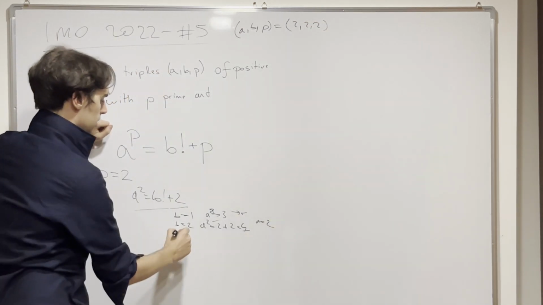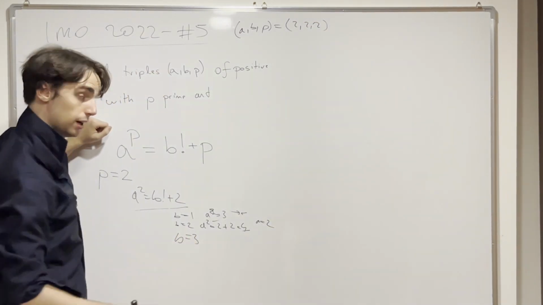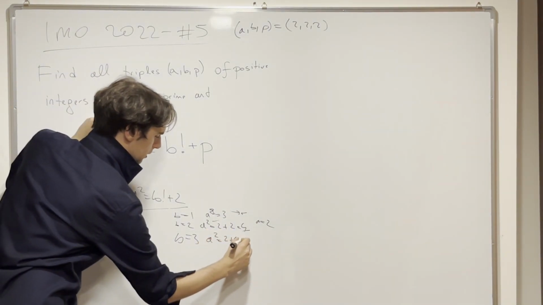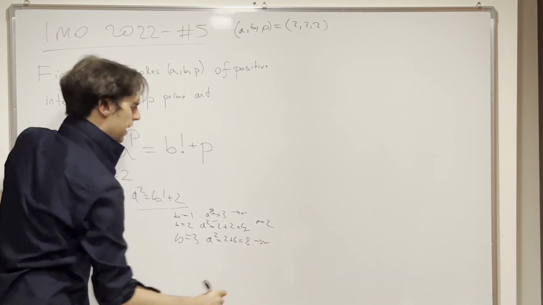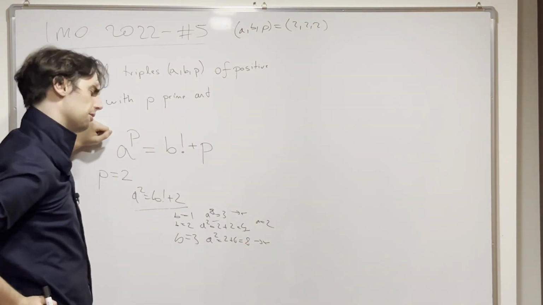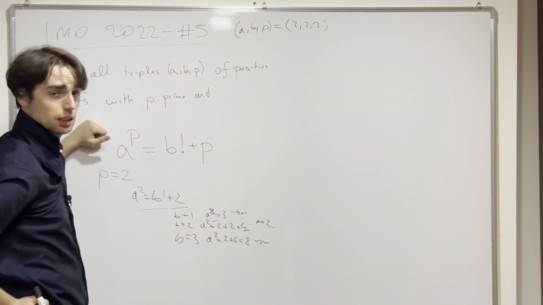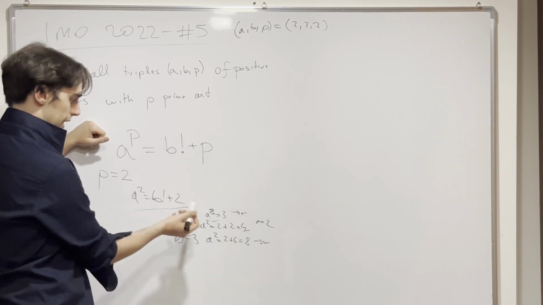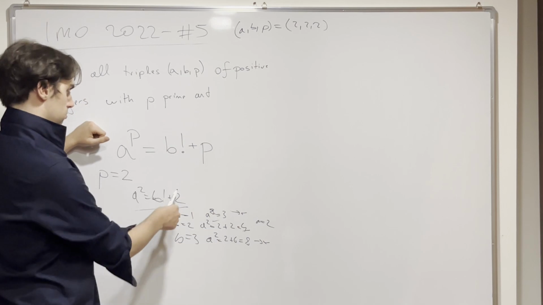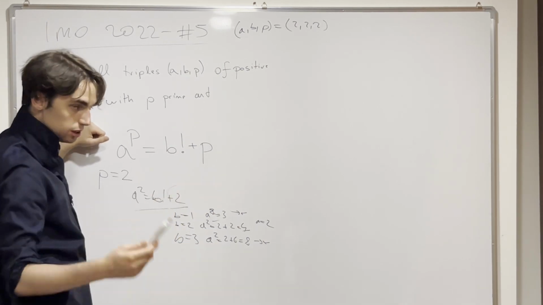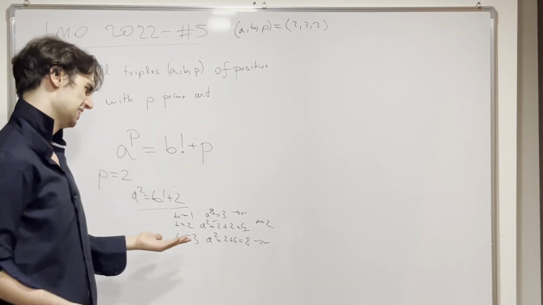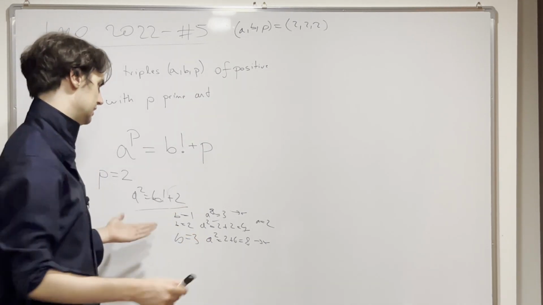Okay. What about b is equal to 3? What do I get? I get a squared is 2 plus 6 is 8. Fails. I keep getting even stuff here. Why is that? Well, now 2 divides b factorial, and it divides this, so it divides their sum. It's even. And here I have an 8, which is really one more extra 2 that's messing me up.